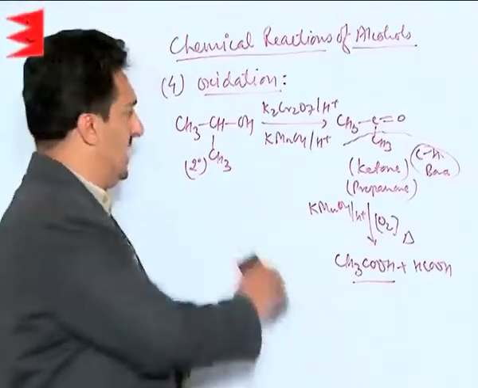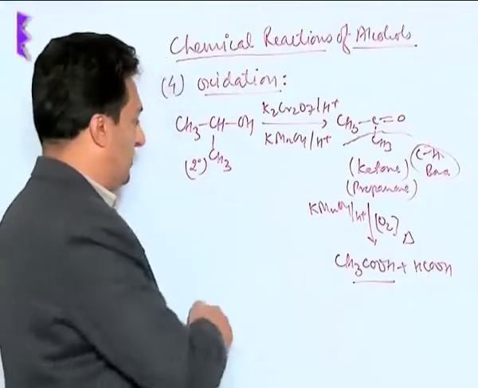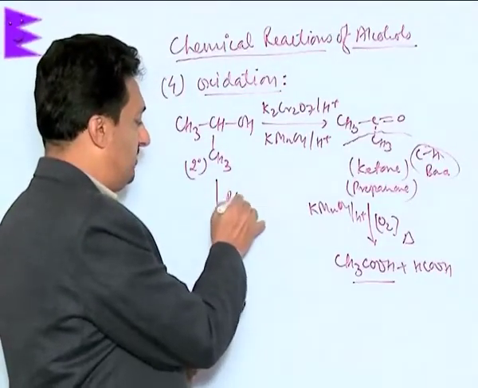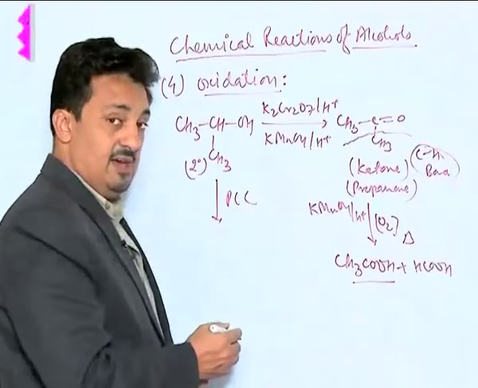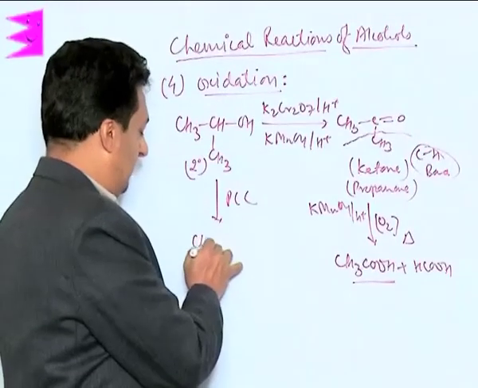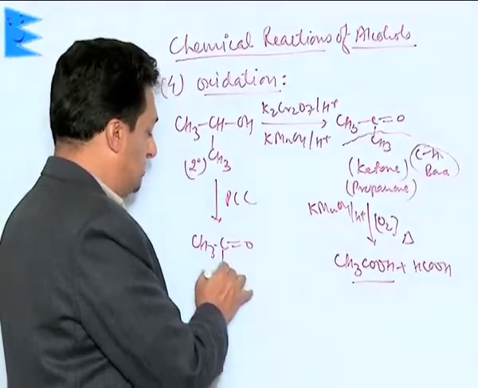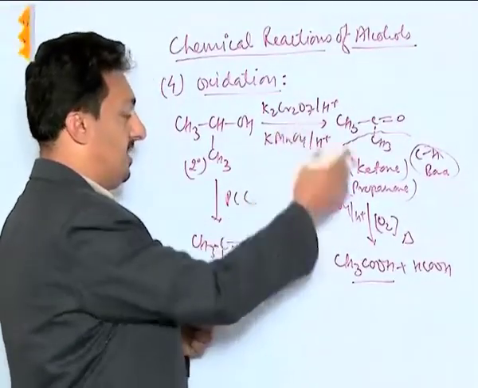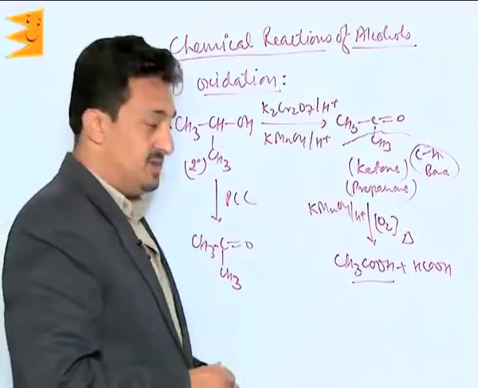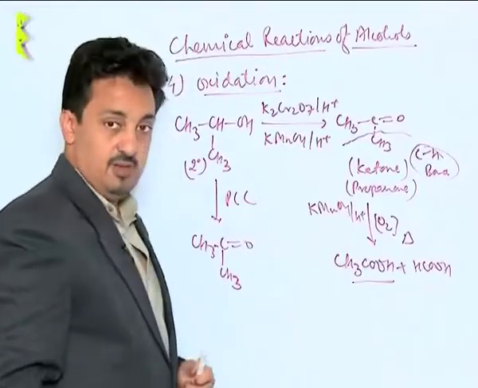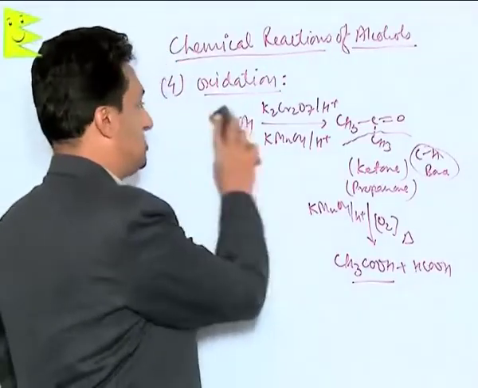I have to tell you one more thing, that in this case, if we had used PCC, the pyridinium chlorochromate, we would have got only the ketone, and that is why we prefer to use this one rather than going into so much detail. So PCC also gives us the same propanone. Now let us see the tertiary one.